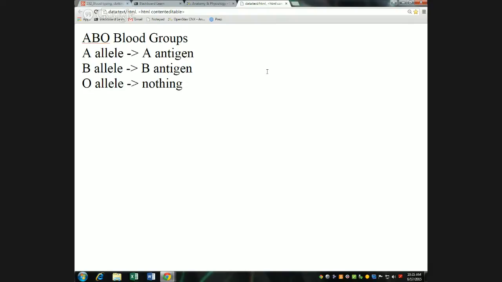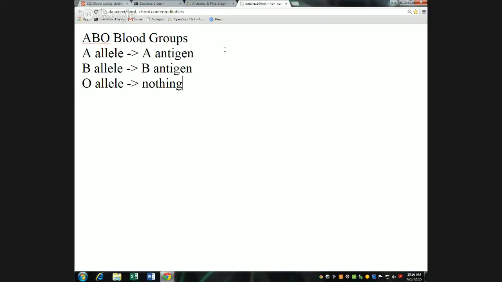Okay. Now, the codominant situation, the fact that there are two dominant genes here, means that there's another type of blood, which is if you get A from one parent and B from the other parent, then you have type AB blood. Okay. You have both genes.